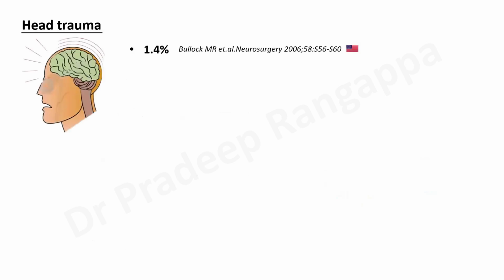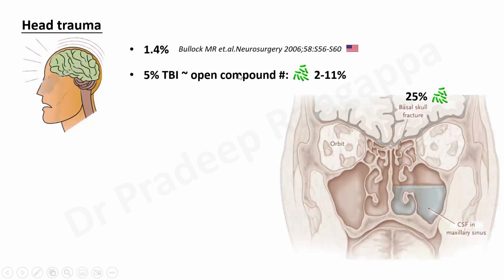And how about head trauma? Head trauma also significantly constitutes an important risk for nosocomial meningitis. And the risk has been put at 1.4%, again published in Neurosurgery Journal by the US authors, Bullock et al. And when there is an open compound fracture of the skull in traumatic brain injury, the risk increases to 5%. And it increases to 2 to 11%. And 5% of traumatic brain injury tends to have an open comminuted fracture.